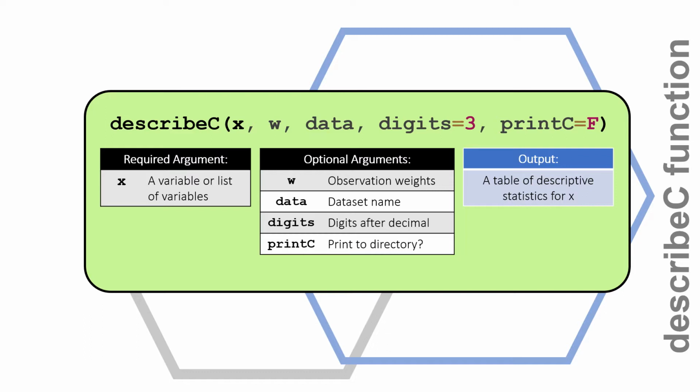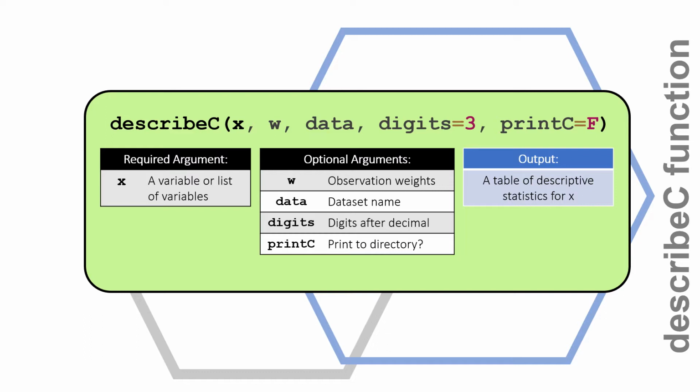Generate descriptive statistics with the describeC function. The one required argument, x, is set equal to the variable to be described or set equal to a list of variables to be described. The describeC function has a standard set of optional arguments.